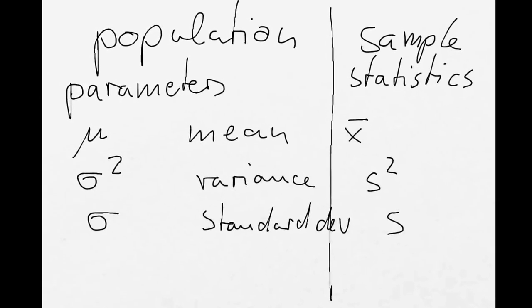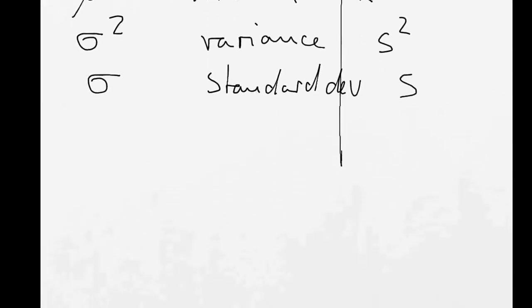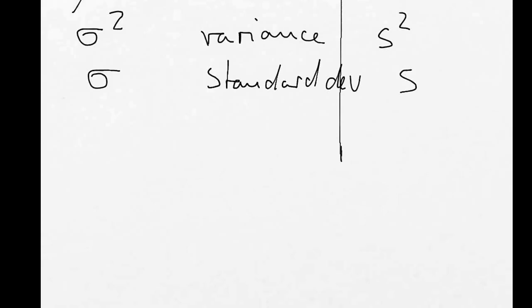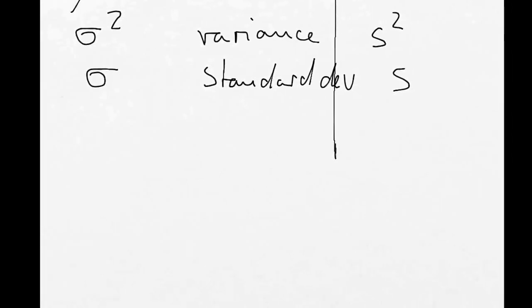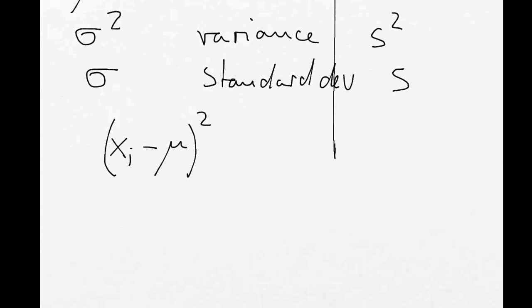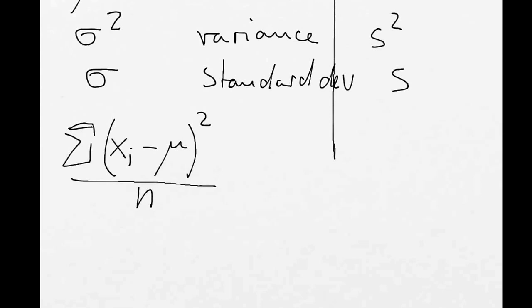And I showed you how we can measure these variance and standard deviation. For the variance, we said what we do is we measure each of the data points that we have minus the mean. We square that. We add all our differences up, and we divide by the number of data points that we have. So that's the variance.